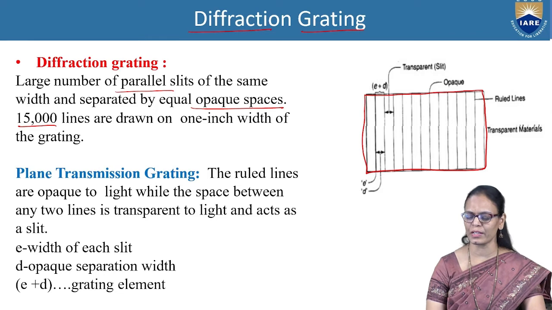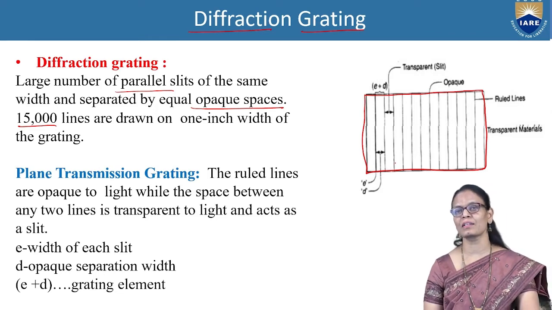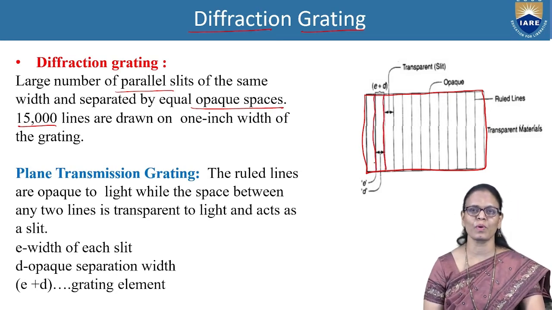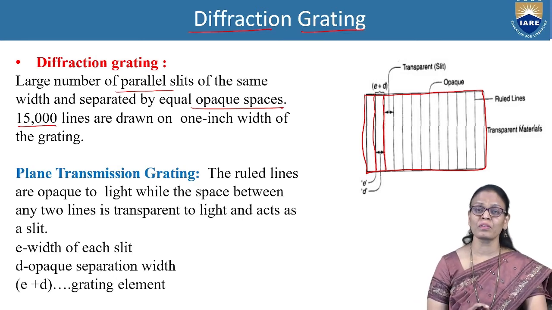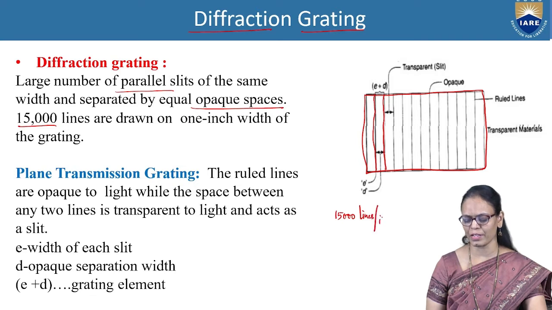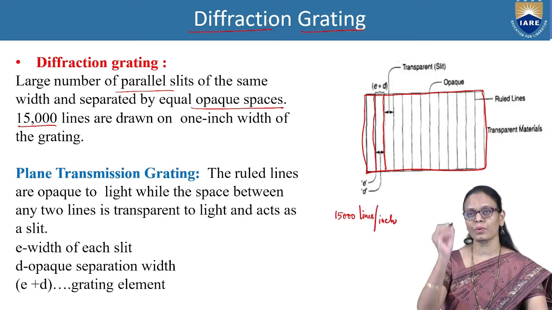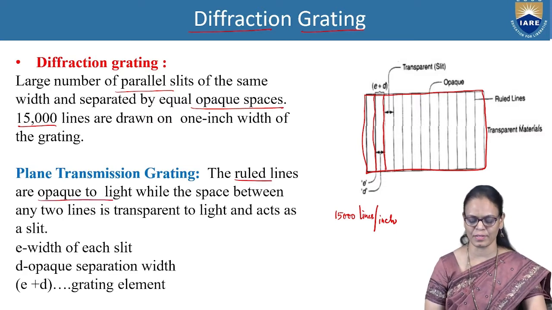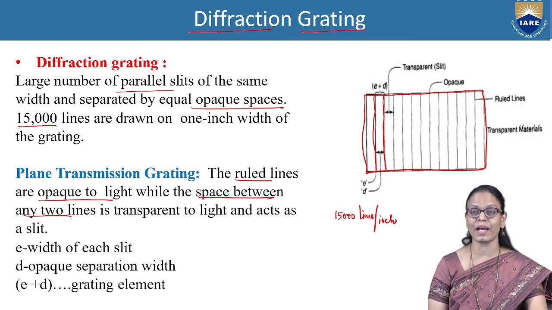So what we are doing here is taking a plain, transparent grating and drawing lines on it with the help of a diamond point. Why a diamond point? Because it gives precise lines. Per inch, in this example we are talking about 15,000 lines per inch. The ruled lines become opaque to light, meaning light cannot pass through them. But the space between two lines is transparent and acts as a slit.